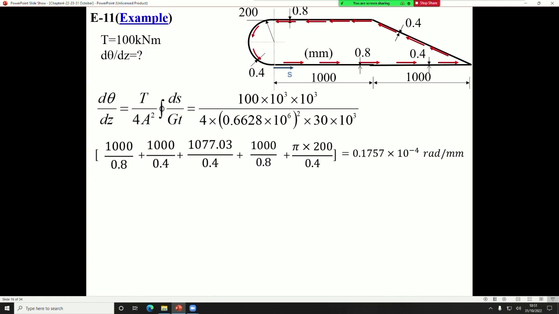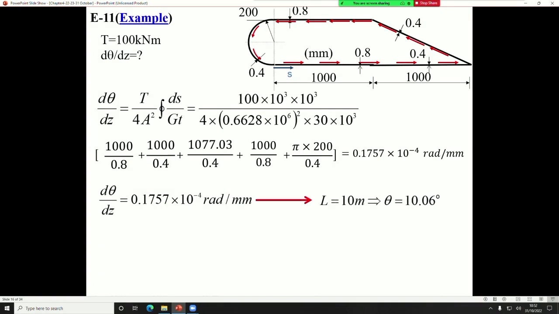This is the rate of twist, the angle of twist per unit length. Yes, please. Very good. So if I want the angle of twist, I multiply it by the length. The length is 10 meters, and the angle of twist is 10.06 degrees, which is quite a high value.